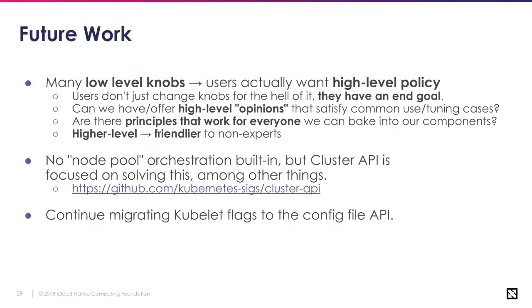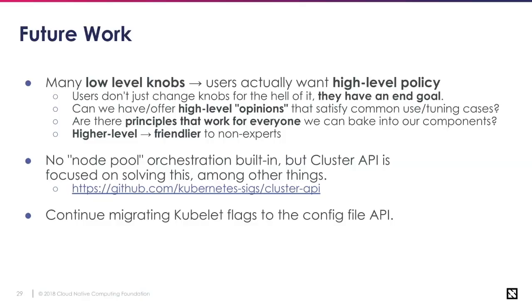So these are just some thoughts on future work. As I noted in the previous slide, there are a lot of low-level knobs in configuration today. This is the case for both the kubelet and a lot of other components. Most users actually want high-level policy. When users tune different configuration parameters, they're not just doing it for the heck of it, they actually have an end goal. They're trying to optimize for something. So, one open question is, can we offer high-level opinions or named strategies that satisfy common use cases and tuning cases? Are there high-level principles that work for everyone that we can just bake into our components instead of exposing knobs to tune things?